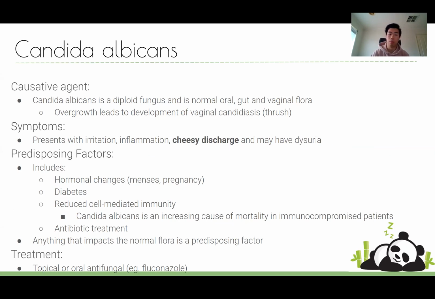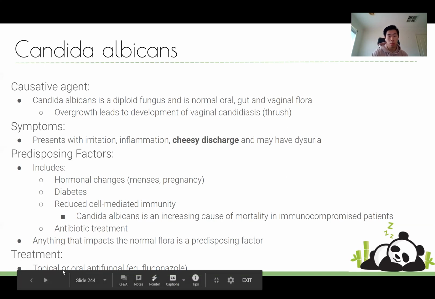Your predisposing factors are things that change the normal flora of the vaginal canal, I guess. So your hormonal changes, any diabetes, reduced cell-mediated immunity, and antibiotic treatment will change the makeup of the flora and increase the risk of a candidal infection. And it's treated with fluconazole or any other antifungal, but realistically, the most important factor here is the cheesy discharge. I think that's it. So, yeah.